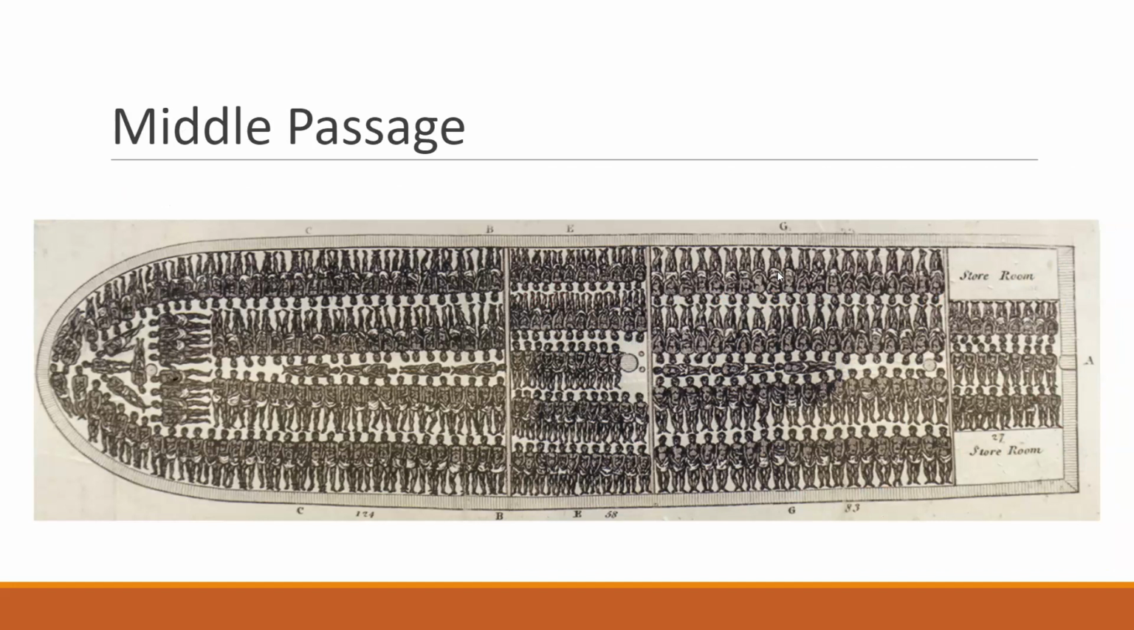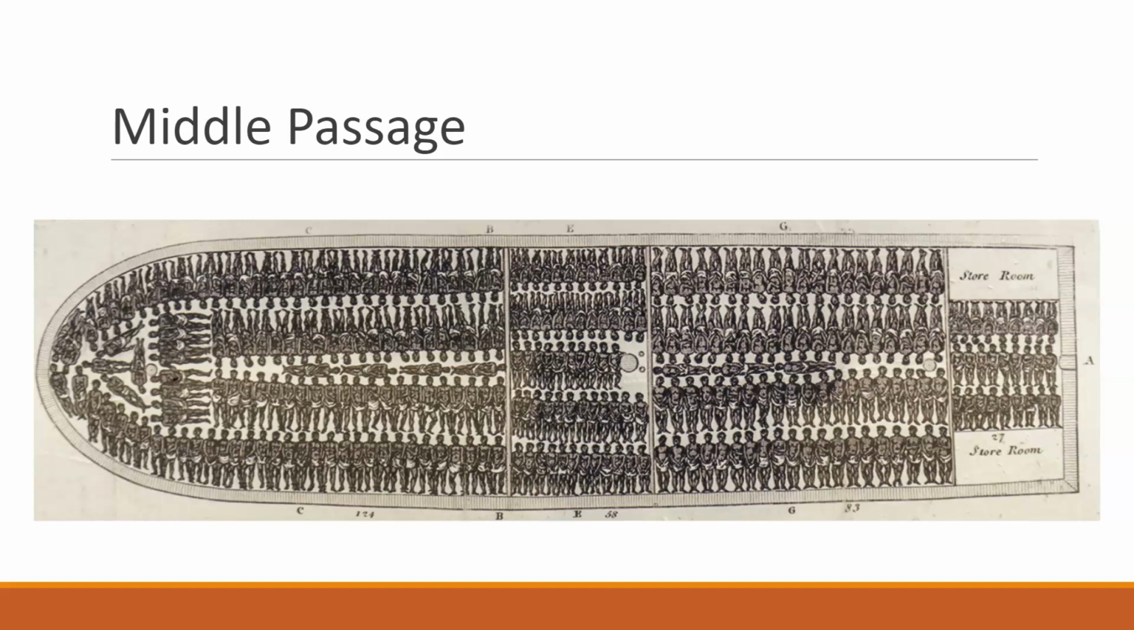This is a diagram of one of these slave ships, and you can see just how full they were. They're all lying down. Usually slaves were stacked on top of each other. They would build these really large shelves, is almost what they were like. And the slaves would lie down inside of these shelves, one stacked on top of the other. They would have all been chained together. Their wrists and their ankles would have been chained together.